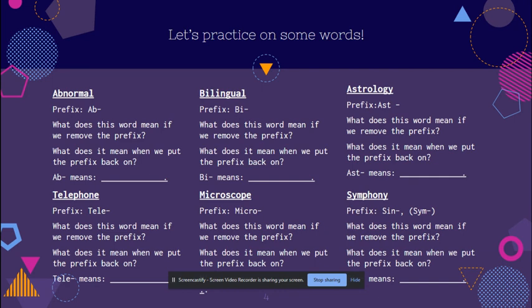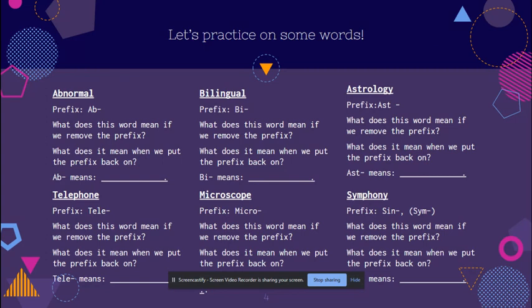The second one and the third one, bilingual and astrology, are going to be more guided practice. So I'm going to ask them, what does this word mean if we completely remove it? With bilingual, lingual means language speaking. What does it mean when we put it back on? And they're going to say, oh, well, it means you speak two languages. And from that, they're going to determine that bi means two.